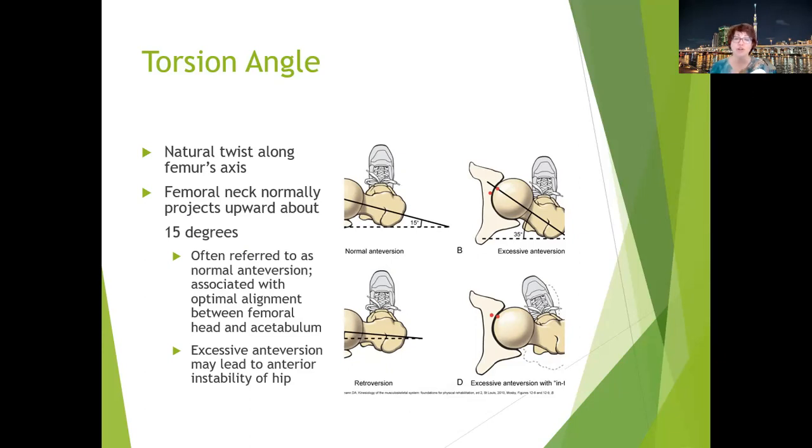So some of the results of an out of range angle of inclination or angle of torsion can be observed, but you can't conclude that that's what's causing it unless you have that X-ray to confirm that. Can we do anything about that in physical therapy? Can we change people's bones? Unlikely. Can we work on stabilizing their muscles to stabilize their hip? Absolutely.